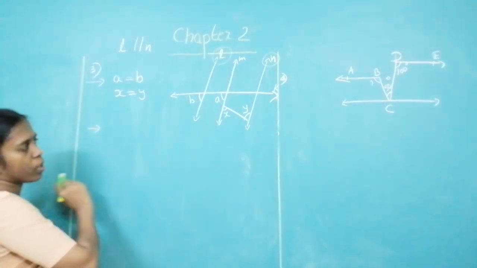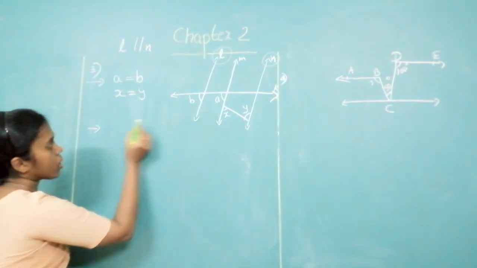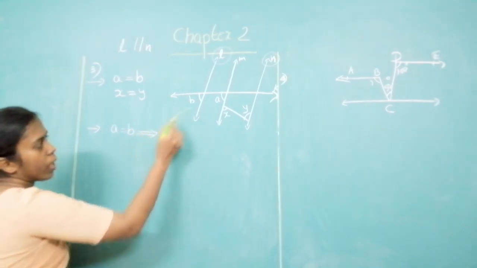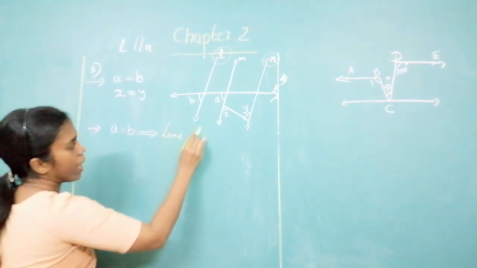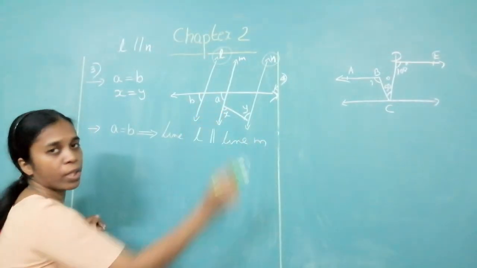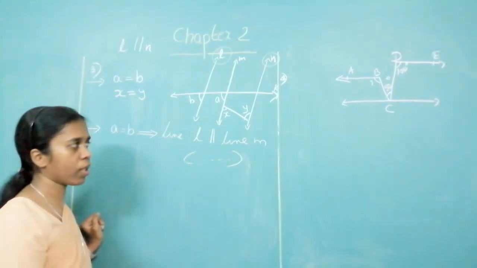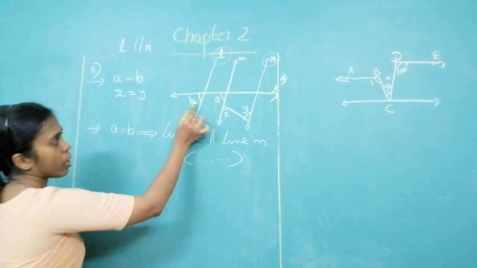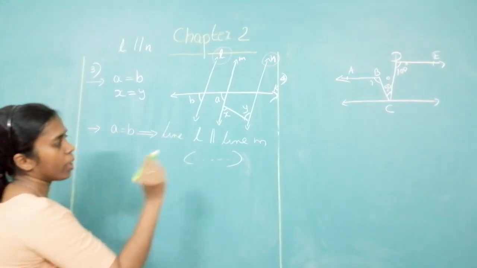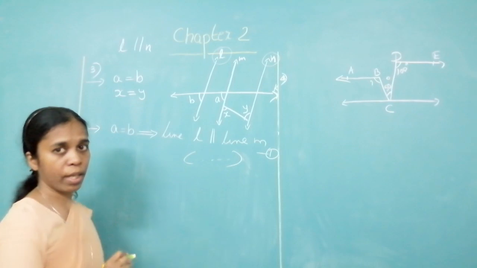How do you solve it? Look at this. A is equal to B. So what are these two lines? Since A is equal to B, you can conclude line L is parallel to line M, because these are corresponding angles. How? By corresponding angles. Okay, corresponding angle test. You know that you are told that A is equal to B, so you conclude L is parallel to M. This will be your first equation. You have to mention the reason: by corresponding angle test.